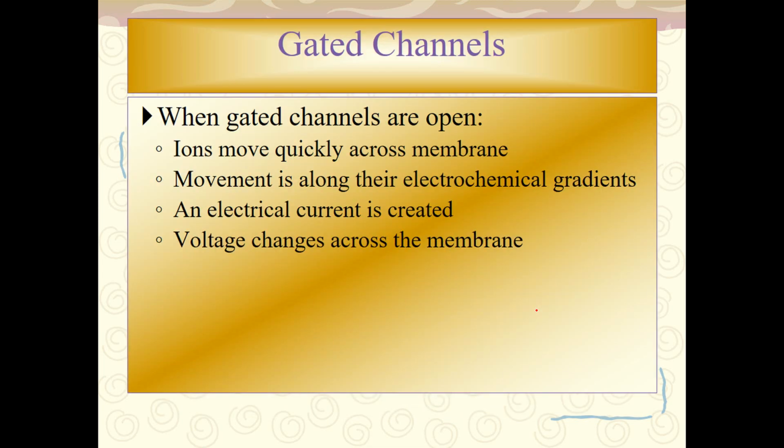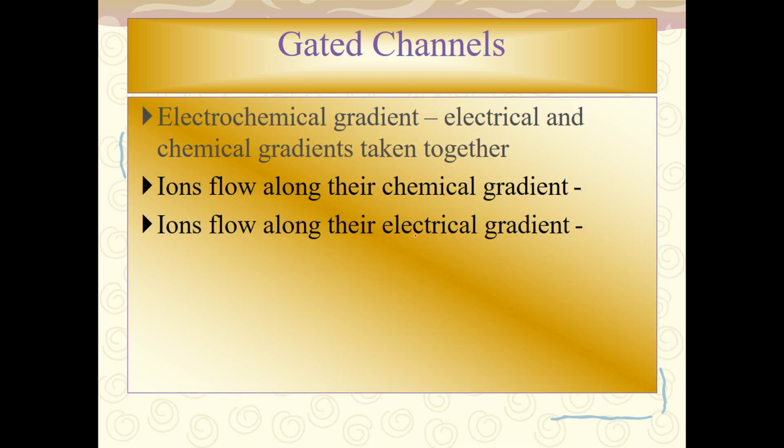So when the gated channels are open, ions move quickly. They follow their electrochemical gradients. We're going to talk about that, and really don't worry about that too much. So with electrochemical gradients, ions flow along their chemical gradient, higher to lower, and they follow their electrical gradient, positive to negative or negative to positive. So the electrochemical gradient is nothing more than taking those two together. So this is just the basics behind action potentials.